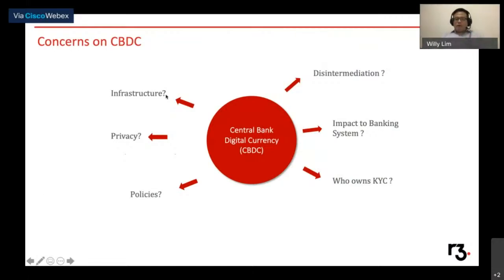Now, coming out of all the research so far, including our CBDC working group, there's also the other side of the coin: some concerns coming out of CBDC. To name a few, for example, the infrastructure. A lot of the CBDC projects nowadays are based on DLT, such as R3's flagship product, Corda, which is now being used in production.